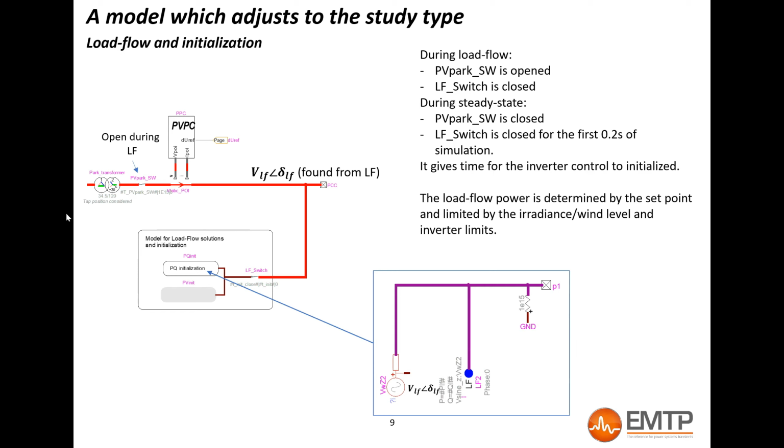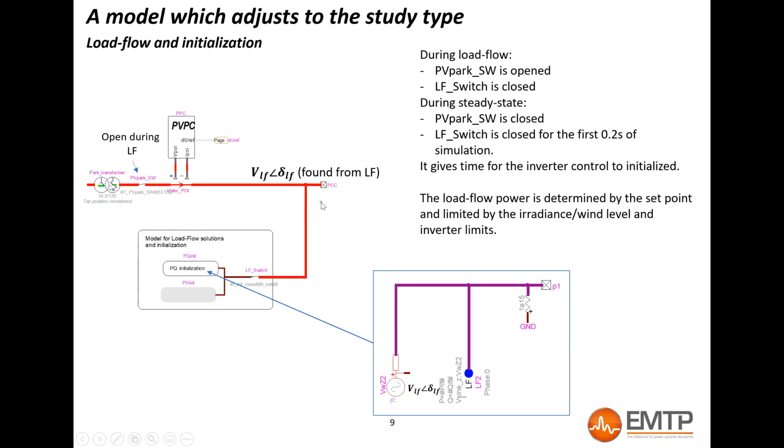Instead, in EMTP, we use a little trick. After the load flow simulation is run, we retrieve here the voltage and angle found during the load flow, and inside this block we have an ideal voltage source, which we force to the same value found during the load flow. So when we start the time domain simulation, this ideal voltage source will be connected here, and from the grid perspective, the park will be an ideal voltage source which injects the right active and reactive power.